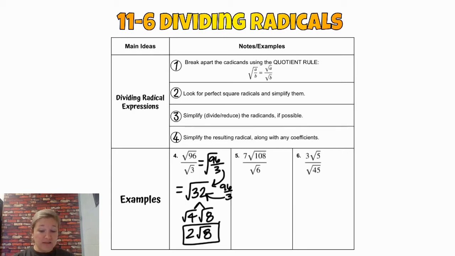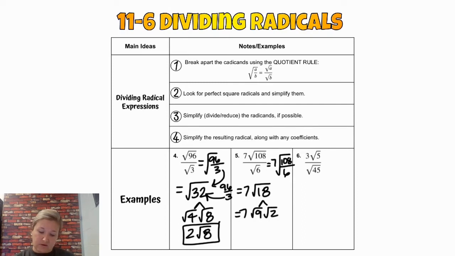Okay, we're going to do the same thing here, even though we have a coefficient. So this is really like 7 times the square root of 108 over 6. Okay, so this is really 7 times the square root. I'm going to go ahead and divide that 108 divided by 6, which is going to be 18, sorry. 18, there's a perfect square in 18, so that's going to be the square root of 9 times the square root of 2.